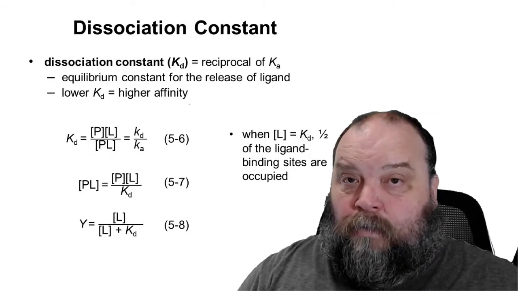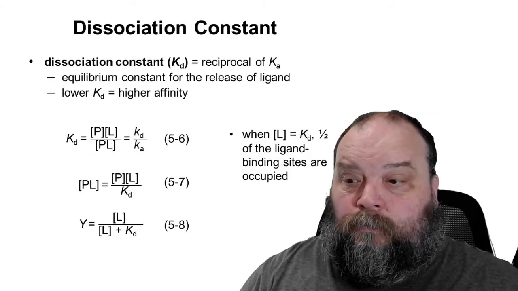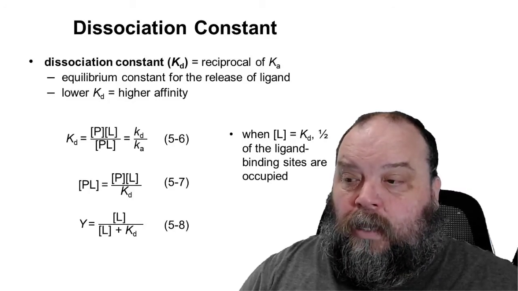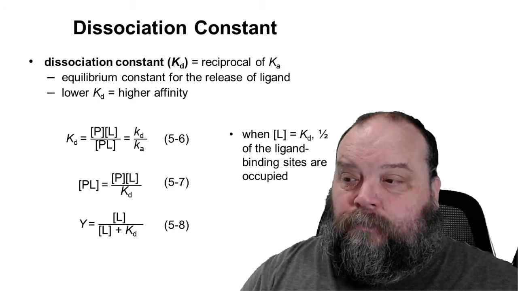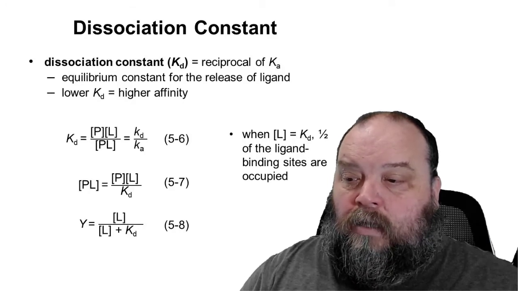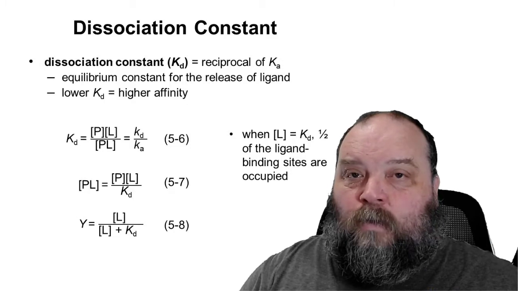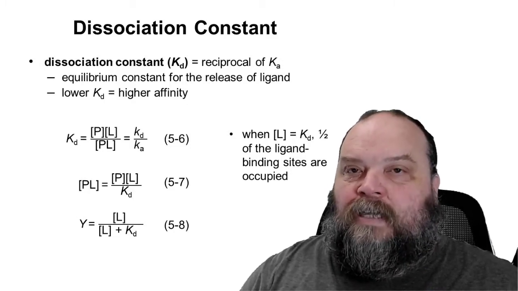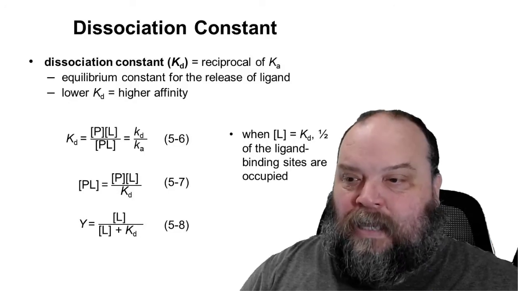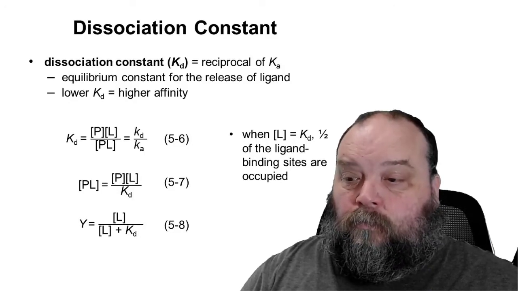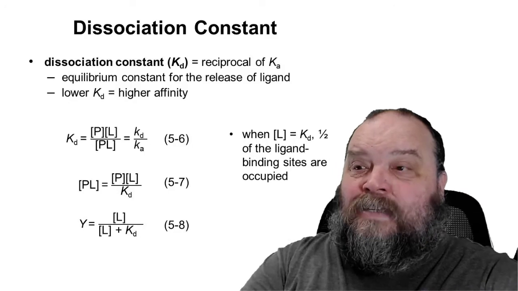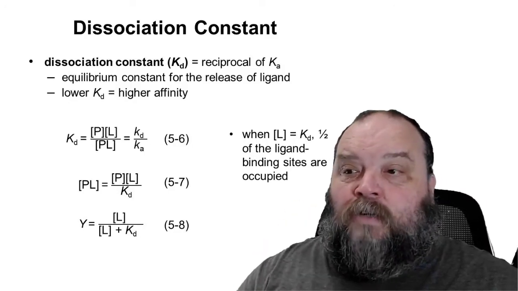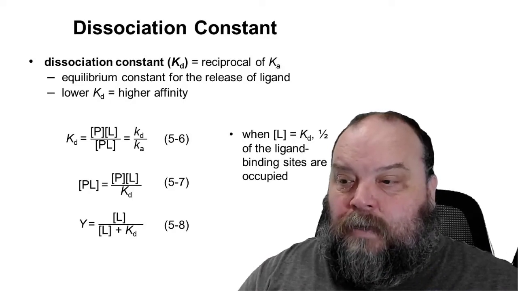Another K number to notice, Kd. Kd is when Y equals 0.5. That means half of the binding sites have been bound with ligand. So that Kd is equivalent to whatever that concentration of ligand happens to be.